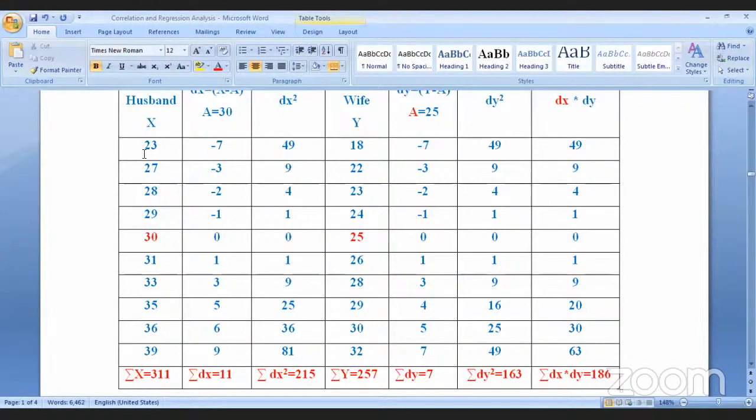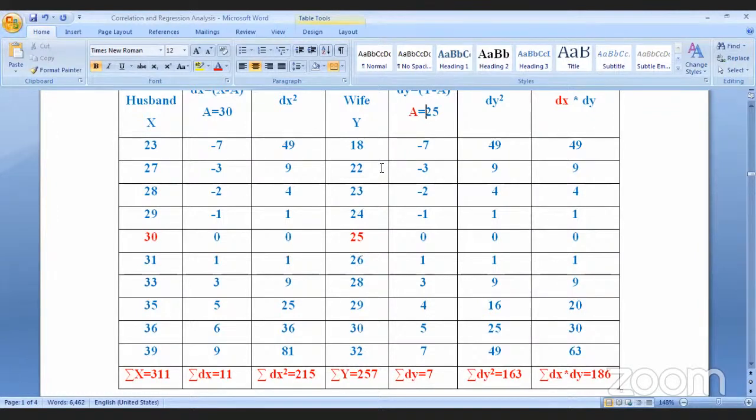In the same manner as we did for husband age, dx, we do for wife age also. These are the values taken from the question, and the assumed mean is 25. In the x variable we took the fifth value as our assumption, and in the same manner we take the fifth place in the y variable also. Or you can take only the first place in x, and the first place in y also. That is your choice; you can take any value as the assumption.